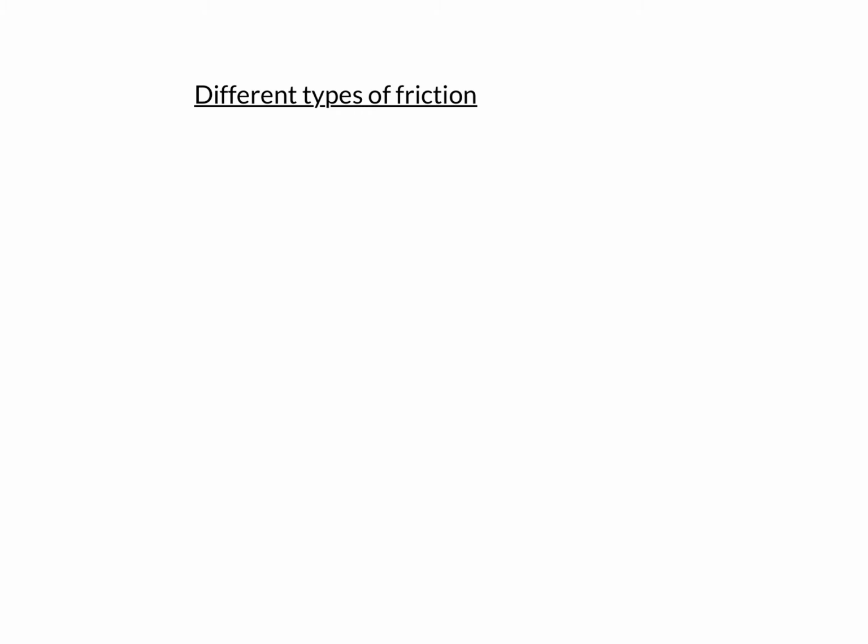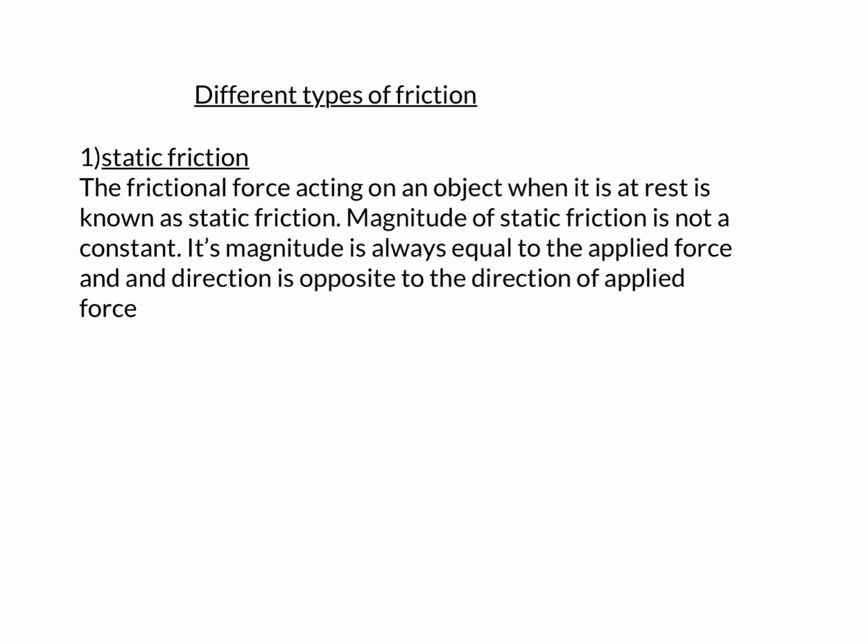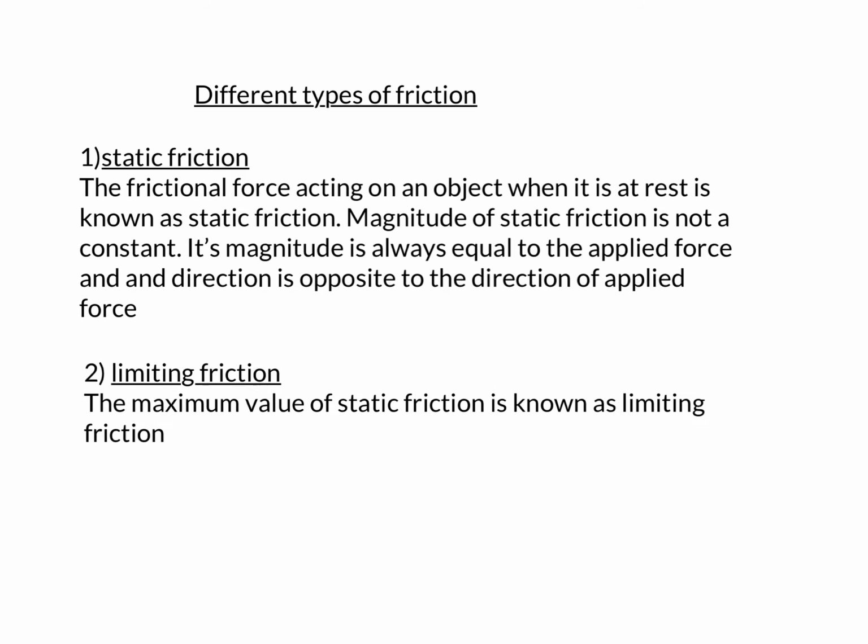Now we'll discuss the different types of friction. As we discussed, the frictional force acting on an object when it is at rest is known as static friction. The magnitude of the static friction is always equal to the magnitude of the applied force, and the direction is opposite to the direction of the applied force. And the next one is limiting friction. As we discussed, the maximum value of static friction is known as limiting friction.